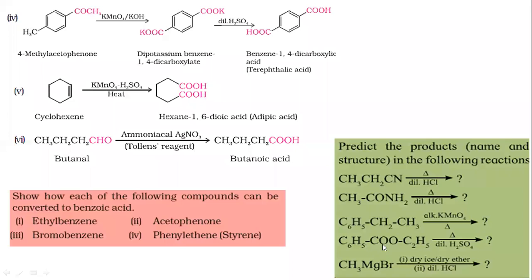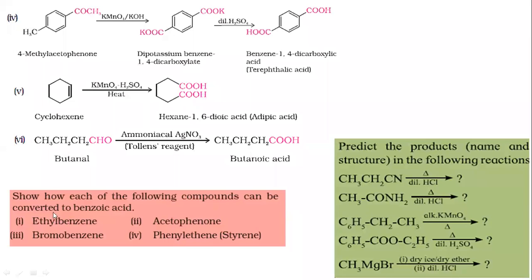This is a C6H5CO ester, this is the acidic hydrolysis of the ester. And this is dry ice, I explained this reaction, CH3MgBr, dry ice. So all these questions are very interesting. Go through that. It is very easy. It will be very interesting.